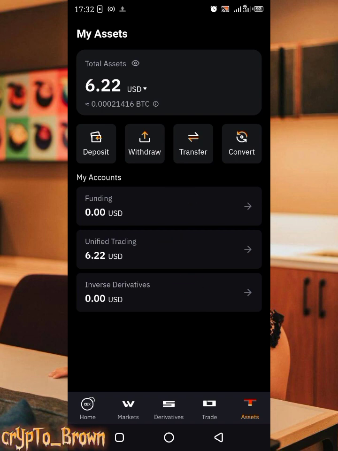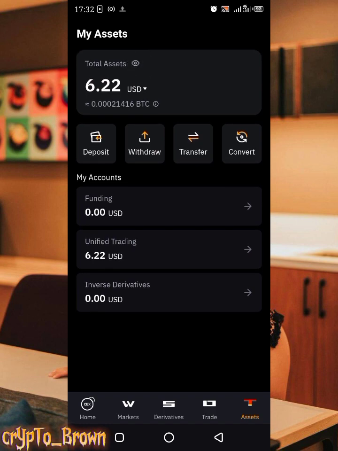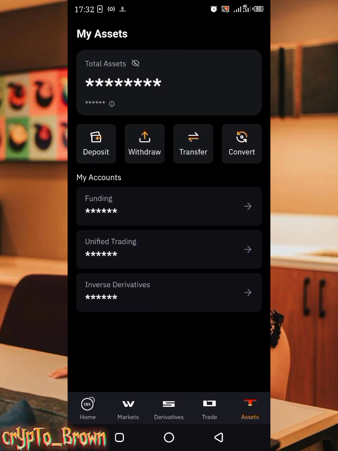At the asset tab, the first thing you see is your total asset. You can choose to show your assets, or not to show them. Also you see the deposit tab, and a withdrawal as well as transfer or convert. So if you do not know where your convert, deposit, or transfer is, you just go to your assets and then you know what to do with it.